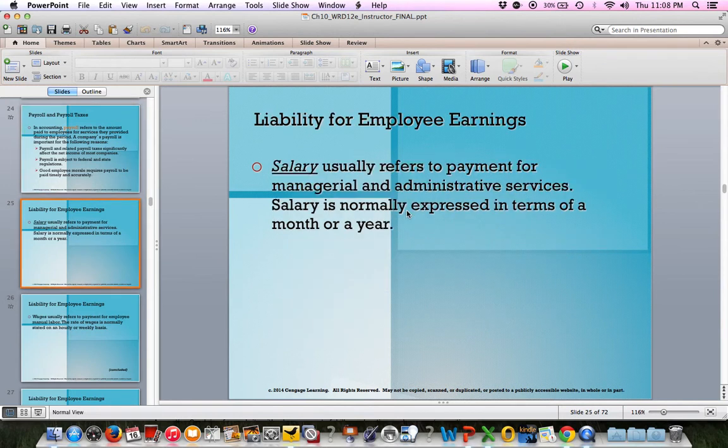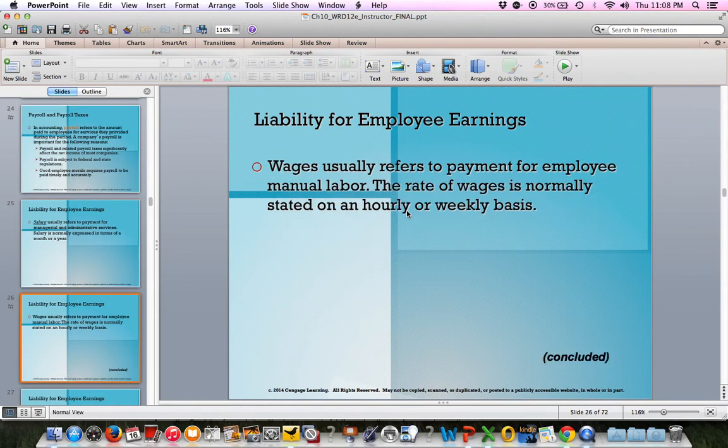So liabilities are rising from payroll. Salary is basically the payment for managerial administrative services. Salary is normally expressed in terms of a month or a year. So basically you have a salaried employee who is making the same amount per month, basically no matter what. Then you have a liability for employee earnings.